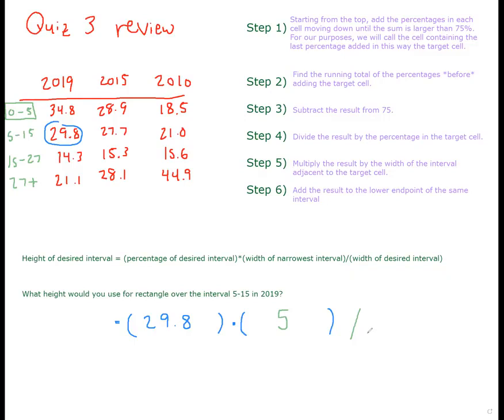And then divided by the width of the desired interval. What do I mean by the desired interval? Well, what interval are we looking at? We are looking at the interval going from 5 to 15. So that interval has a width of 10.